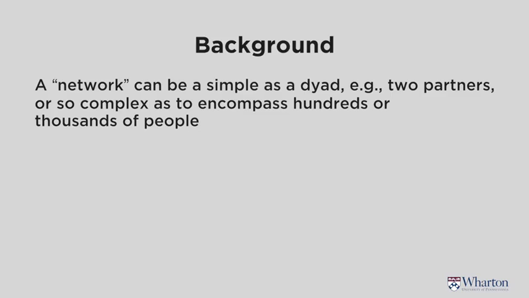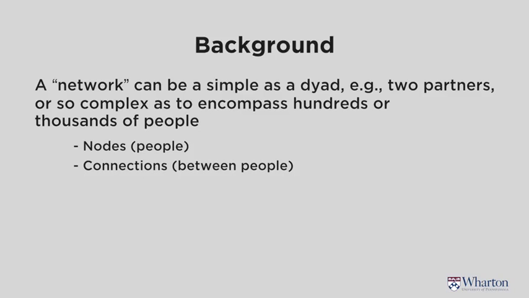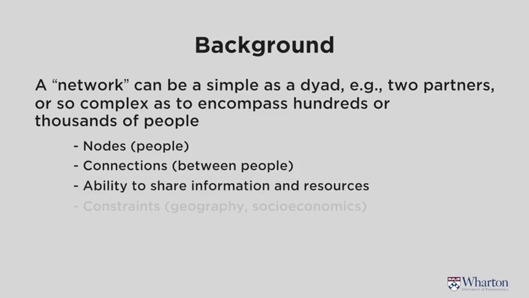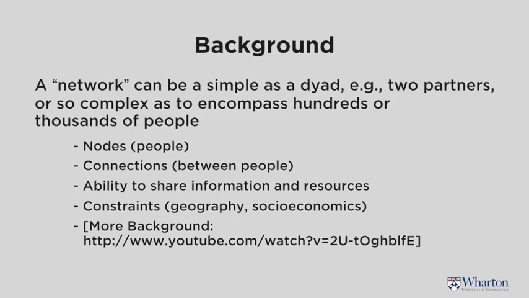In order for a network to exist, you have to have nodes. Nodes can be either people or neighborhoods or some other unit. Normally, we're thinking about them as people. You then need to have some kind of connection between people, and then also some ability to share information, share resources, and have exchange. So if you want to see some more background on that, again, I've provided another YouTube link for you to be able to do so.